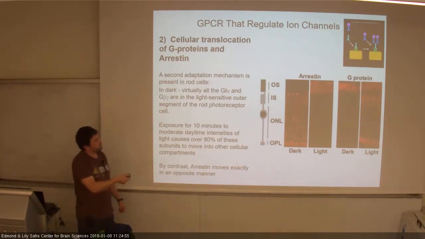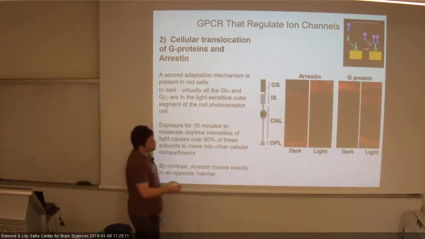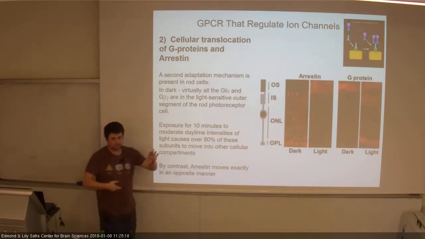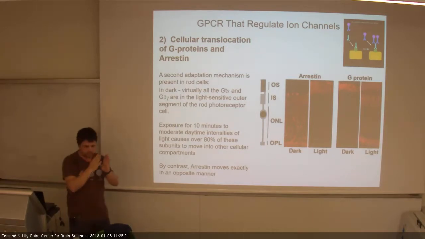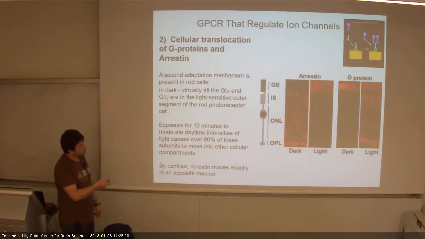So in this case, they put a fluorescent antibody against arrestin, and a fluorescent antibody against the G protein. So what you see here is the location of the G protein and the location of the arrestin along the cell under dark and light conditions. The small spots that you see here are because this is not a single cell, this is the entire retina. In the entire retina, you have a very compact but very organized array of these rod cells, and all their outer segments are located in the same retinal layer.